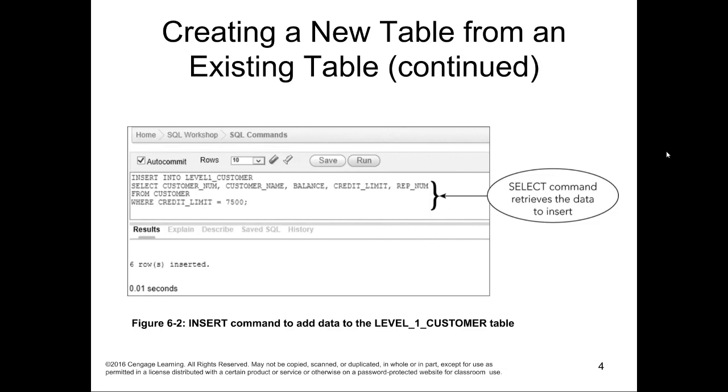So we're inserting into level 1 customer. We're selecting all the columns, and in this case, we're saying where the credit limit equals $7,500. That's going to be our new level 1 customer.